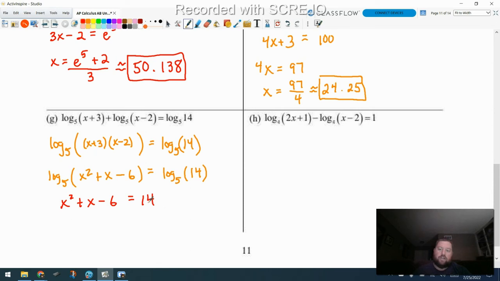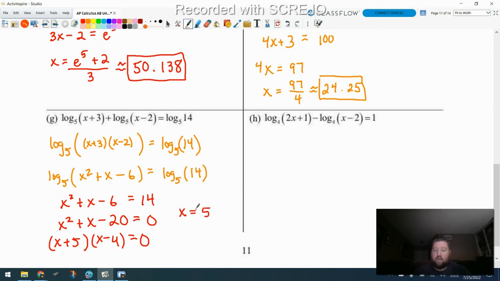All right, this is a quadratic equation, so we'll need to get it equal to 0, so I'm going to subtract the 14, which gives me a minus 20. That factors into x plus 5 times x minus 4. And so we end up with x equals negative 5 and x equals positive 4.